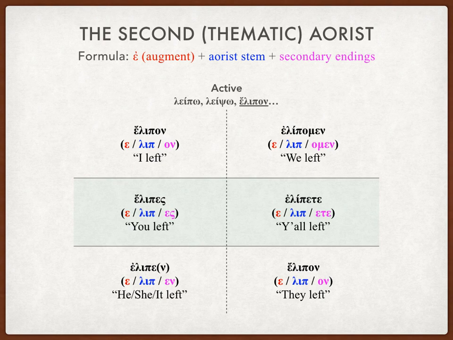So you'll notice that I left and they left in Greek look the exact same. They are exactly the same spelling. They use the same ending. Elipon can be translated either way. The only way you can tell the difference and decide between them is to look at the rest of the sentence. If you have one subject and it's clear that I am speaking, it would make more sense to say elipon is I left. But if you have a subject like, say, hoi neanii, the young men, in the nominative, then it makes a lot more sense to say they left in the sentence. So you can always use the rest of the sentence to help figure out what translation is best suited.